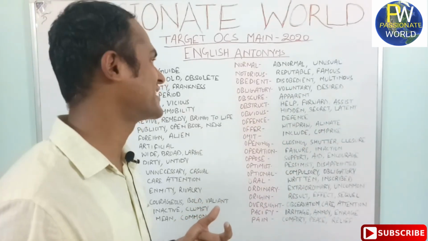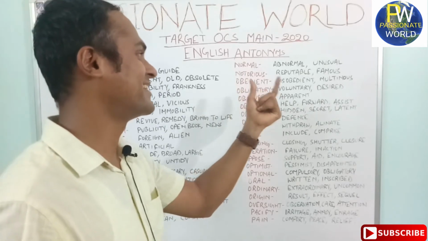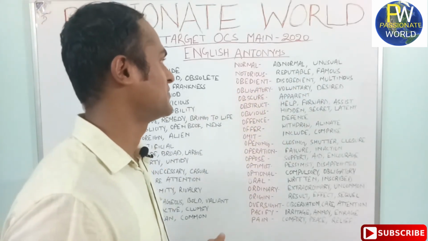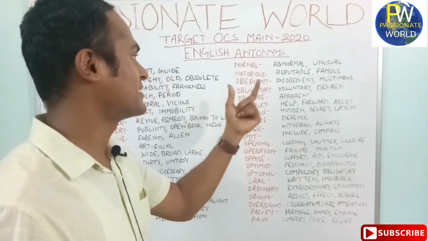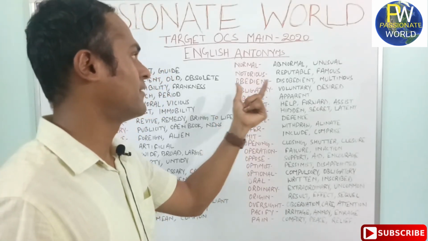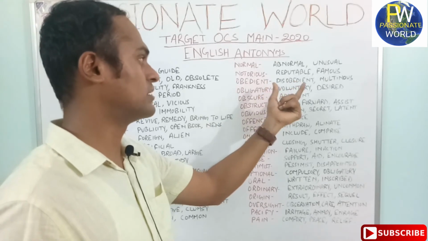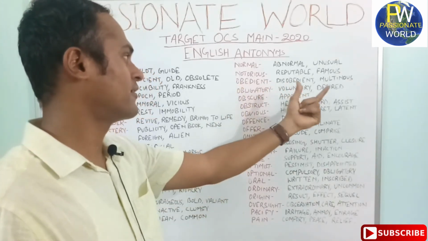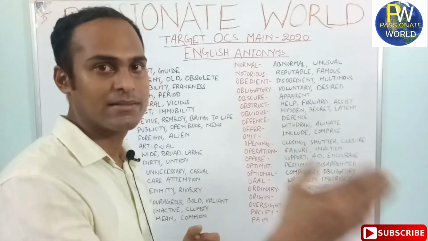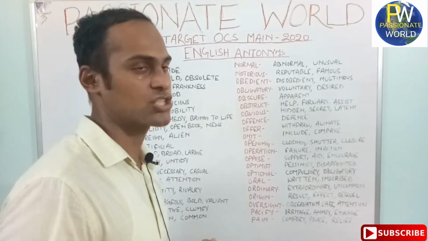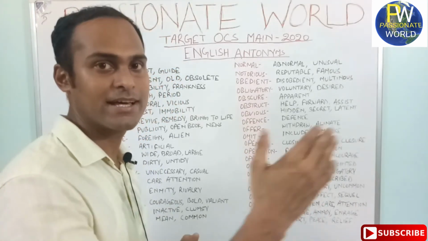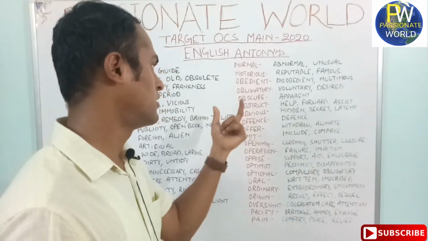We say this. Obedient, disobedient or mutinous. That is, he is an obedient son or he is a disobedient student. We say it. Obligatory, voluntary or desired. It is their obligatory action. It is their voluntary action or it is their desired action.